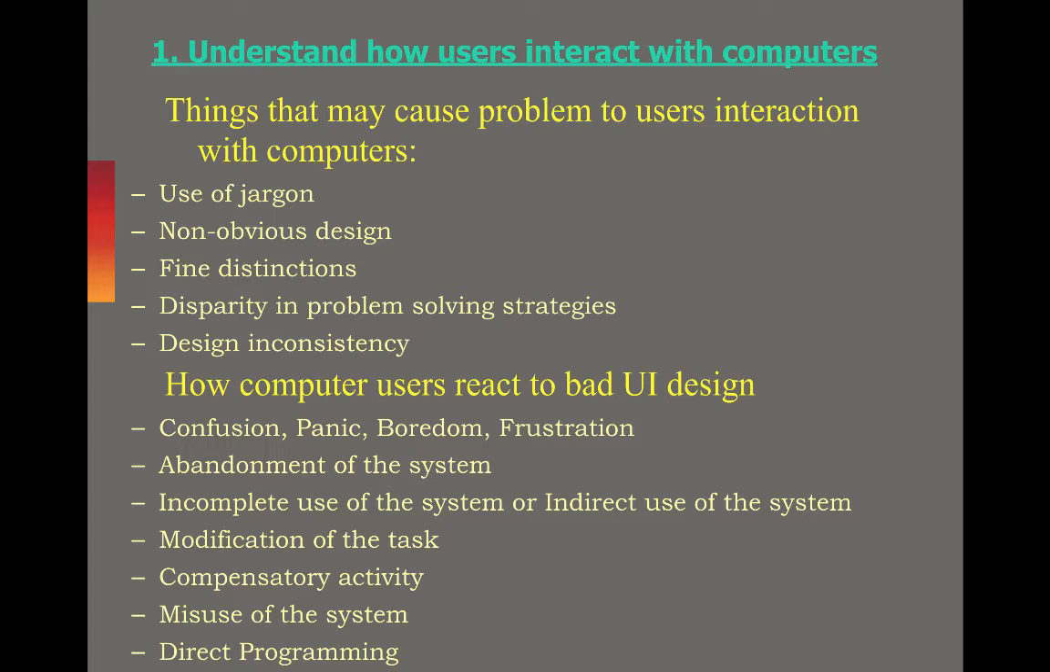There could be disparity in problem-solving strategies. So in order to buy a book, you might click on some other link called exit, for instance. Right? So the link with the label exit is not really intuitive, right, for the task of buying a book. There could be design inconsistencies, right? So the button to cancel, for instance, in one screen is in the top right hand corner, another screen is in the bottom left hand corner, for instance.